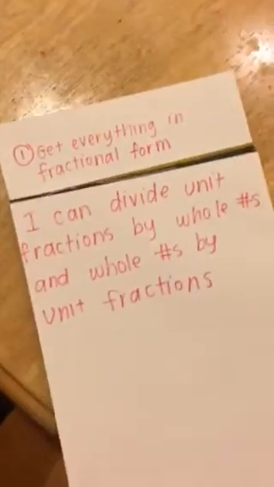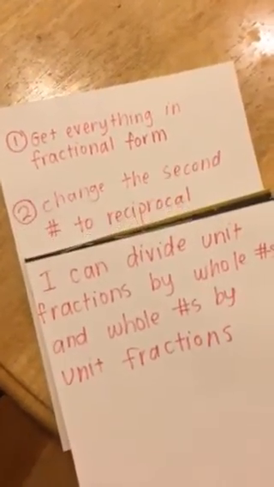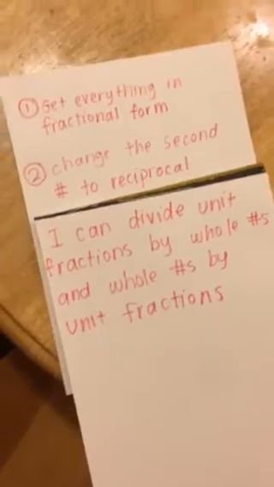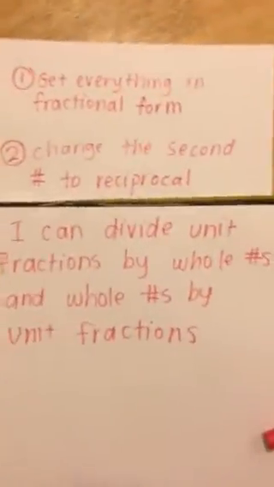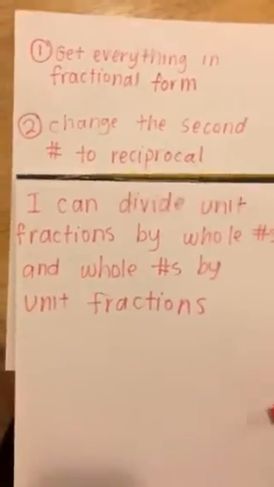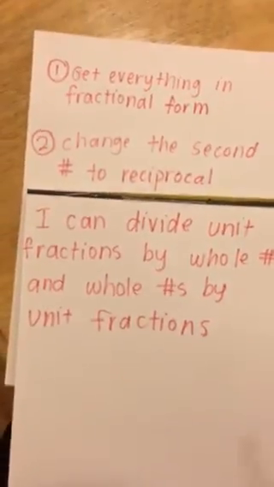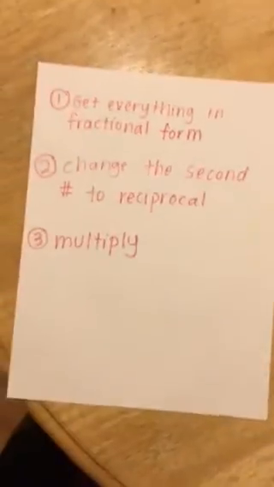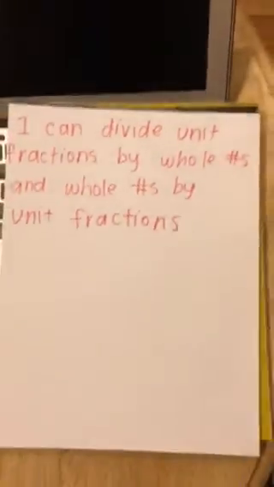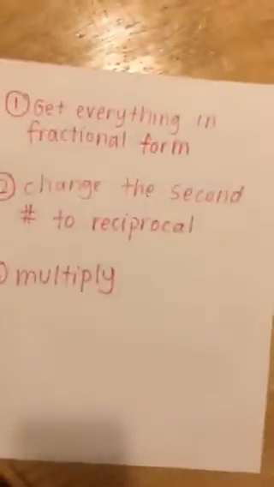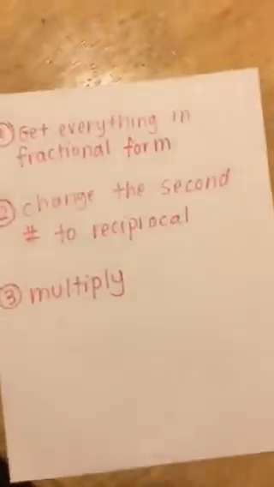Okay, step 2 is to change the second number to the reciprocal, which now you know how to do because I just made a video on that first. If you don't know how to do that, you may need to go back and watch that one before this one. And then the third and last step is multiply, which is really strange because, wait a minute, the goal says we're dividing, but the last thing to do is multiply. And then simplify, of course, if you need to.